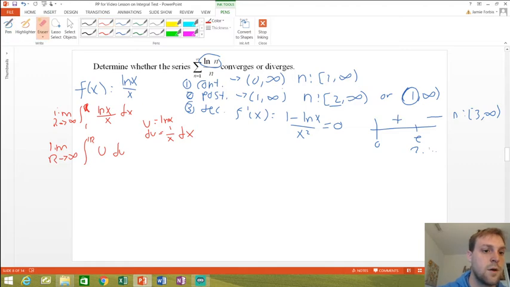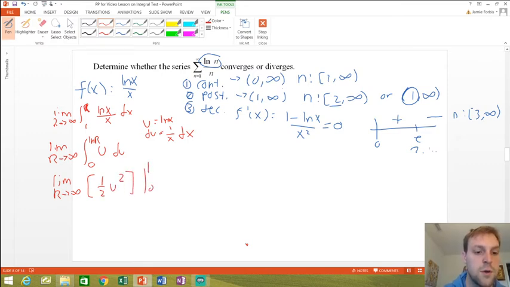Okay, come on. I'll say the ln of r, and the ln of 1 is just 0. So if we integrate that, that's going to be 1 half. So I'm going to say the limit as r approaches infinity of 1 half u squared from 0 to ln of r. I'm going to plug in ln of r, I'm going to plug in 0. Let's see what happens.